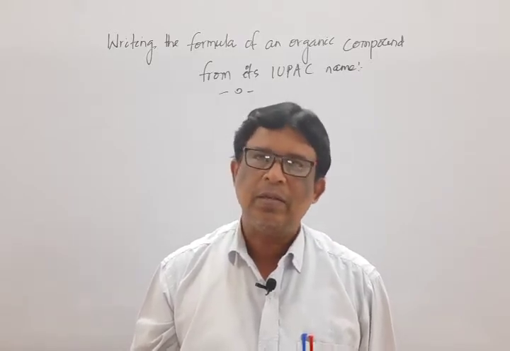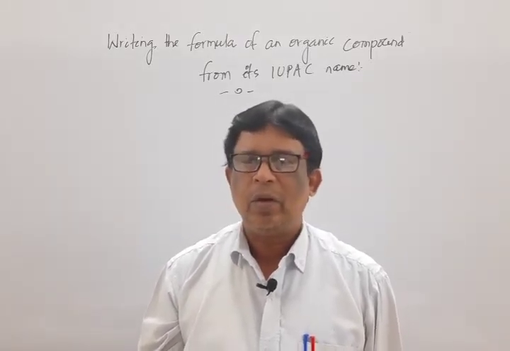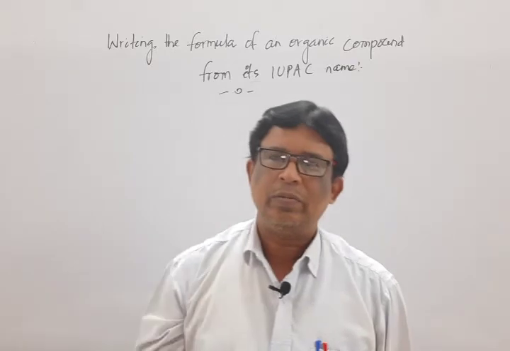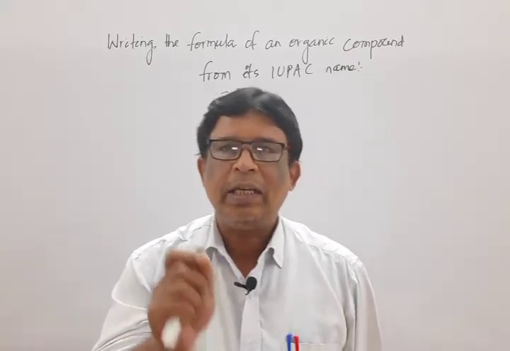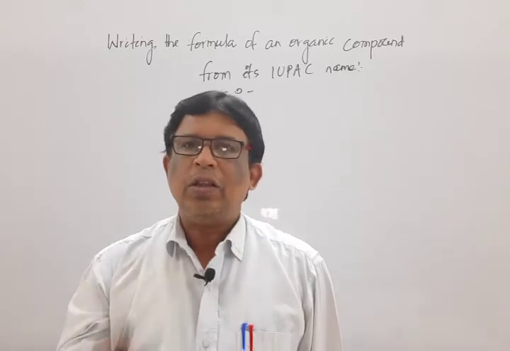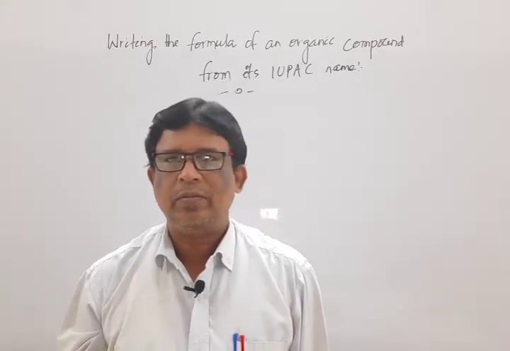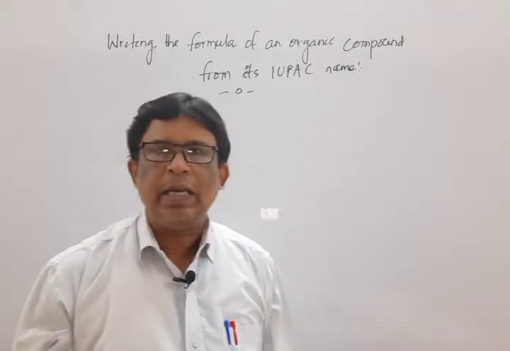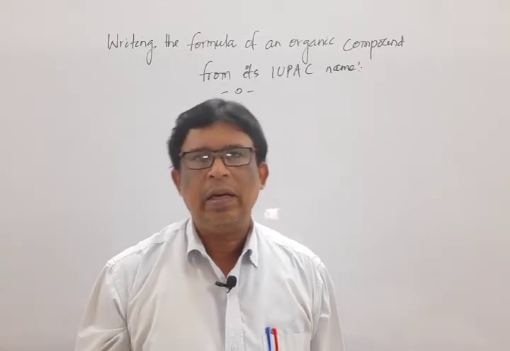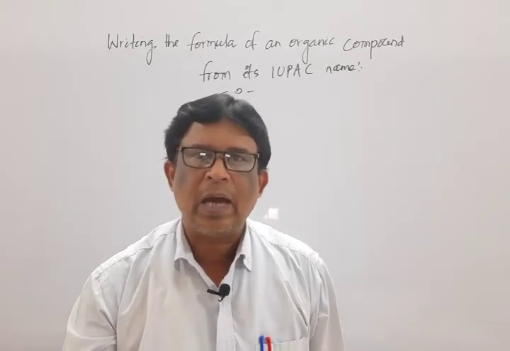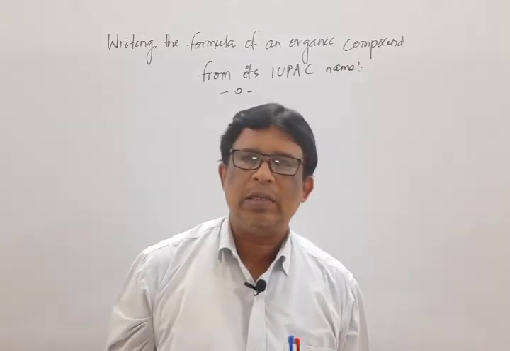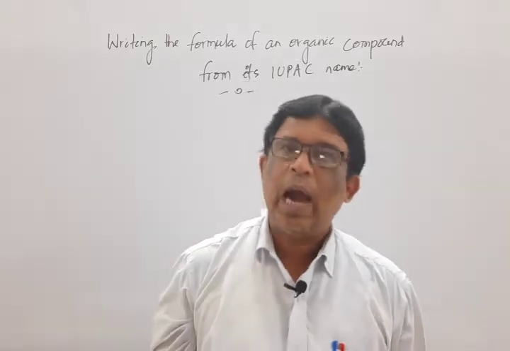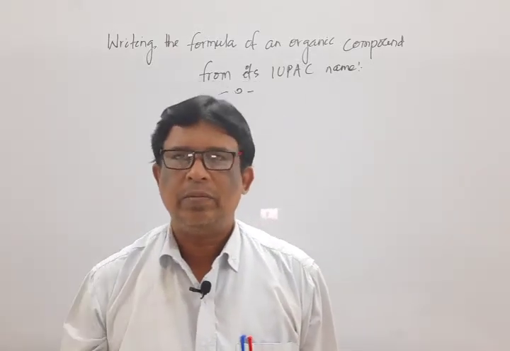These are some points. Again, I repeat one by one. Point 1 is focus on the word root. Mark that the word root identifies the number of carbon atoms. Suppose in the IUPAC name it is pent, then 5 carbon atoms are there. Hept, 7 carbons are there. But, 4 carbon atoms are there. So, focus on the root word to identify the number of carbon atoms.